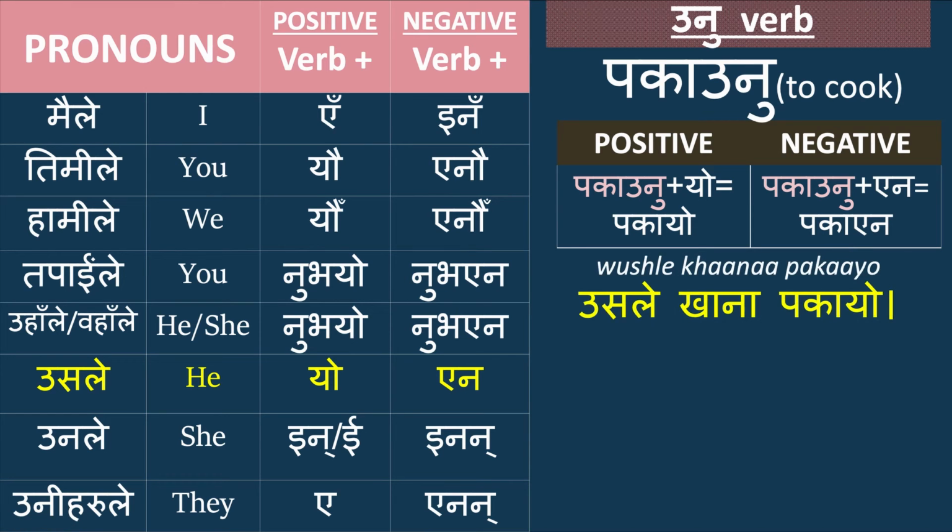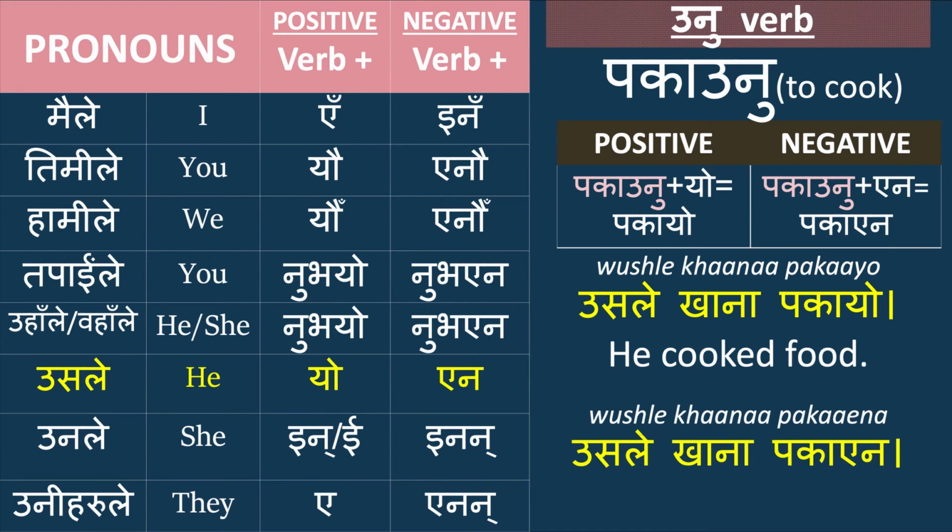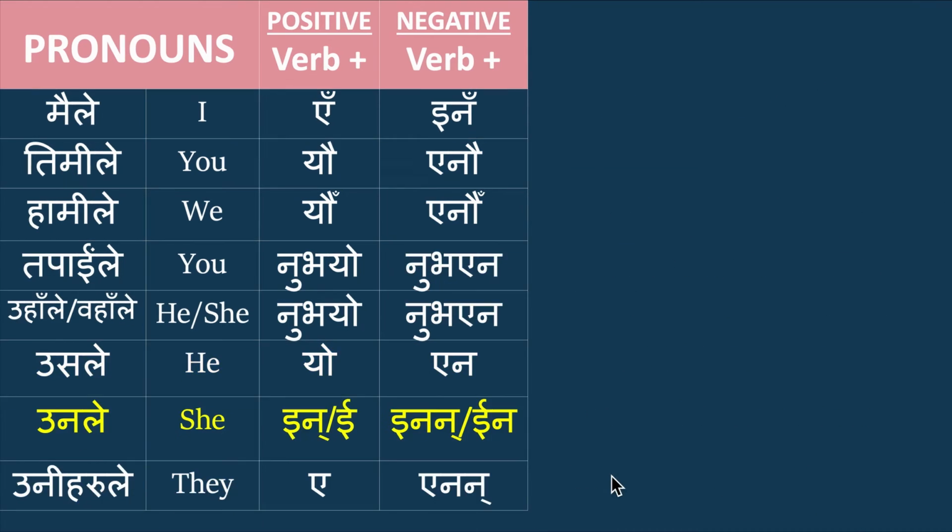Let's see the example. उसले खाना पकायो. He cooked food. उसले खाना पकाएन. He did not cook food. उनले in or उनले ई. उनले इनन or उनले इन. You can use both, but mostly you can hear the last one used frequently in Nepali society.